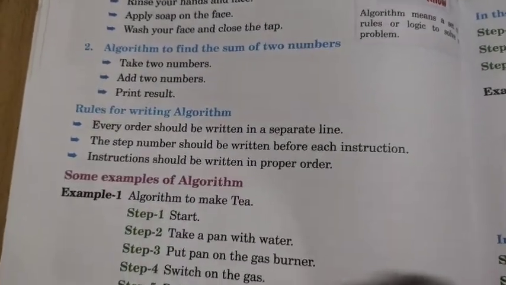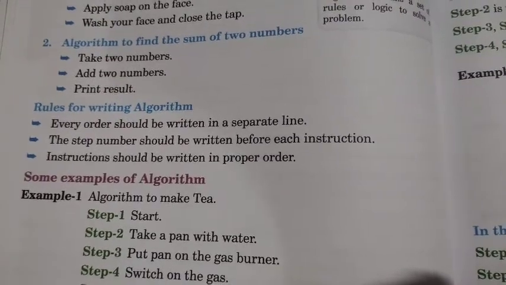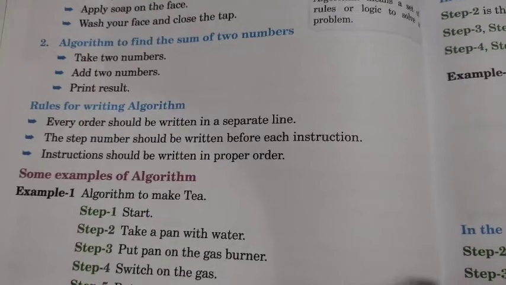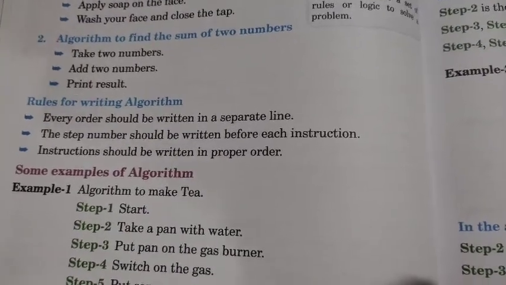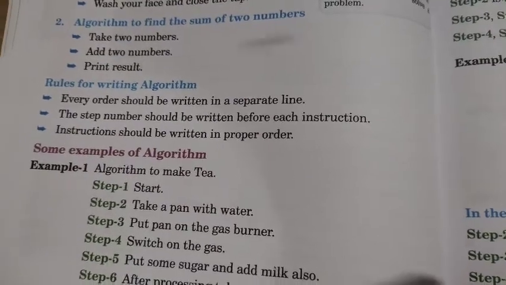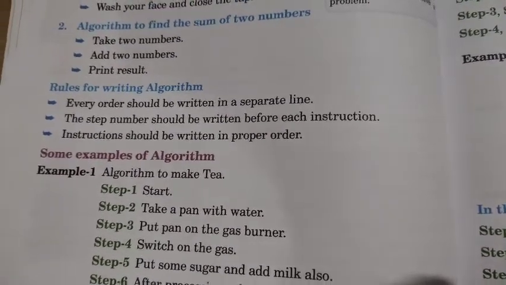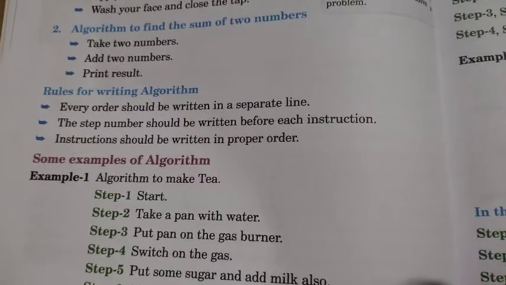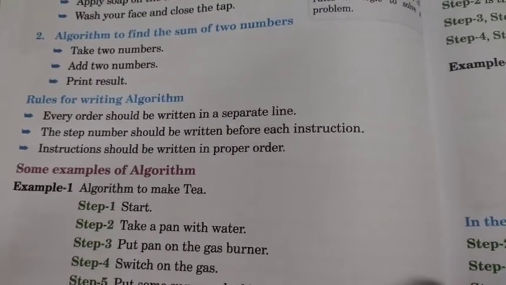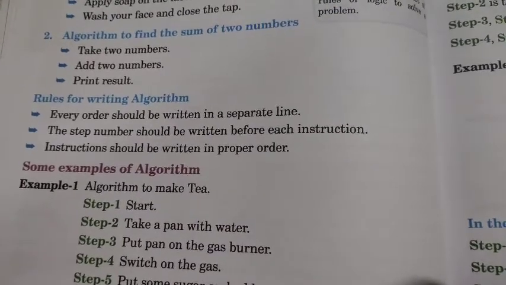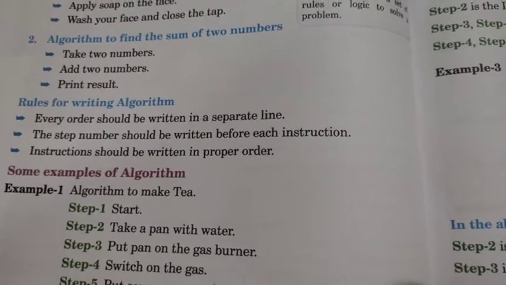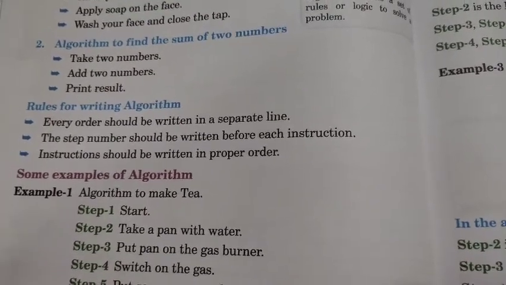Rules for writing an algorithm. Every order should be written in a separate line. Every order will have lots of steps. If you want to add two numbers, first you have to write one number, on the bottom side you have to write another number, then you have to add them. So those are the steps. An algorithm is also written step by step in separate lines. The step number should be written before each instruction. Instructions should be written in proper order.